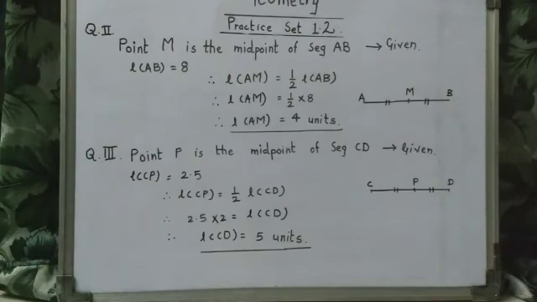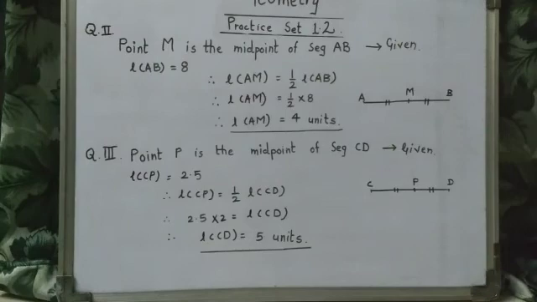Length AB, the full length AB, is 8. So it means length AM is equal to half of length AB. Substitute the value: half of 8, you will get 4. Even in the case of length BM, it will be the same 4 units. Don't forget to write units.